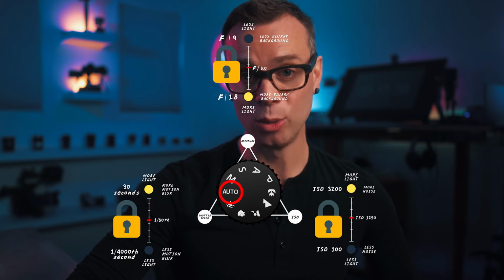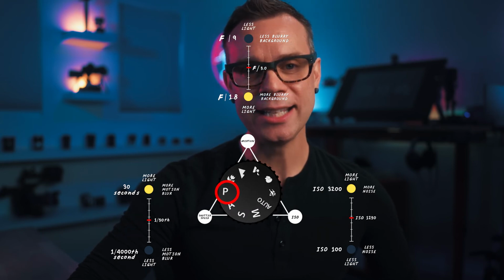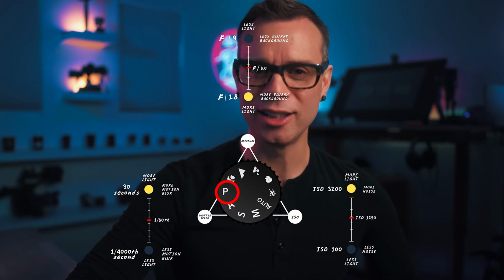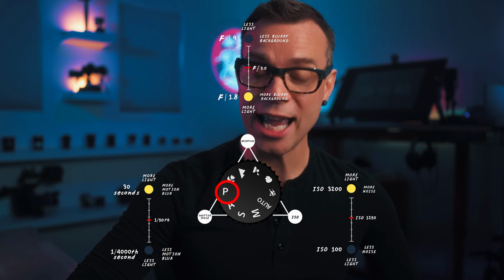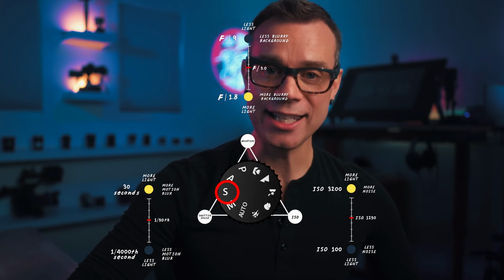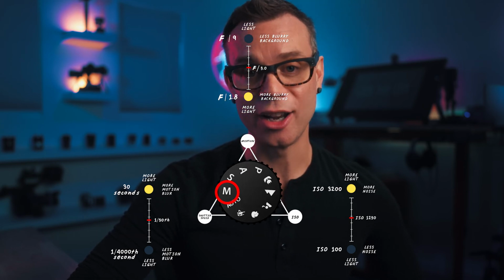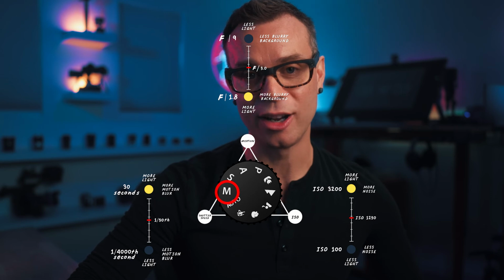Real quick, here's what those letters on the dial at the top of your camera actually mean. Auto. The camera will do its best to set everything for you. However, it's not a mind reader and often is not exactly what you want. P stands for program and is mostly like auto, but with a few things that you can set the way you want. A stands for aperture priority. S stands for shutter priority. And M stands for manual, so you can set all 3 aspects of the exposure triangle just the way you want.